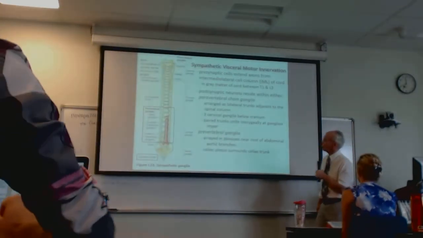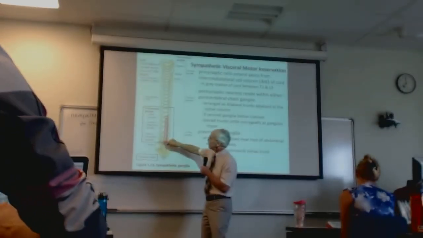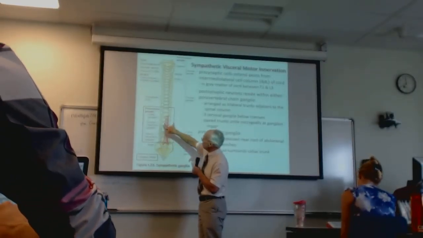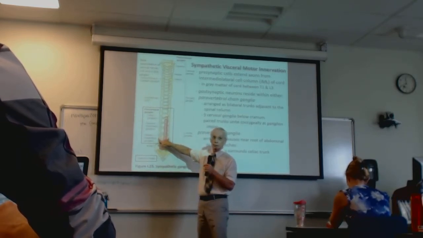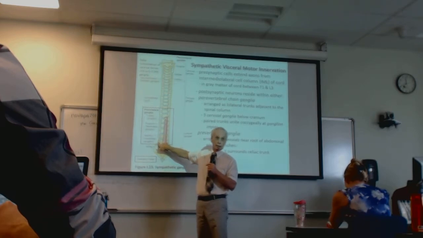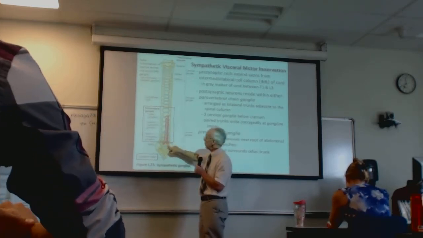So, yeah, there's 3, superior, middle, and inferior, and later on we'll talk about what they do. That's not too difficult once you understand the anatomy. And then you can see these paravertebral ganglia. What's another word for paravertebral ganglia? Sympathetic chain ganglia.